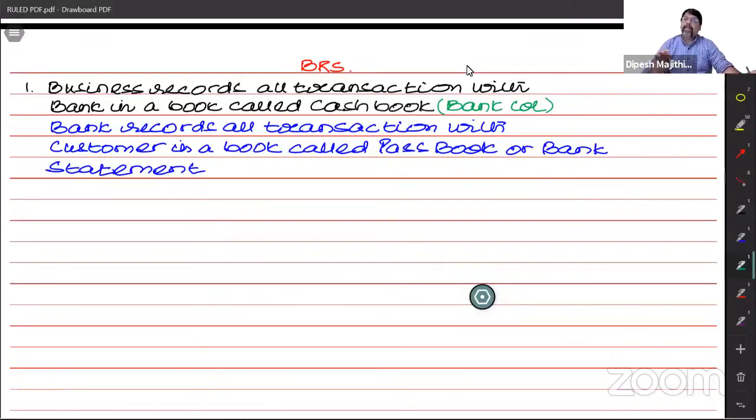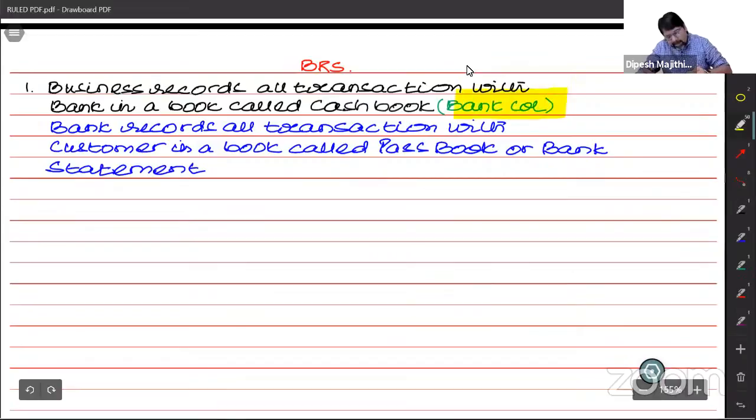Am I clear? Anything recorded in the cash column, we mean it is not recorded in the cash book, because whenever we say cash book, we mean bank column only. So if anything is recorded in the cash column of the cash book, it implies that it is not recorded in the cash book, because for us, chartered, cash book means bank column. Please, for heaven's sake, do not forget that. Am I clear? Cash book, bank column only.